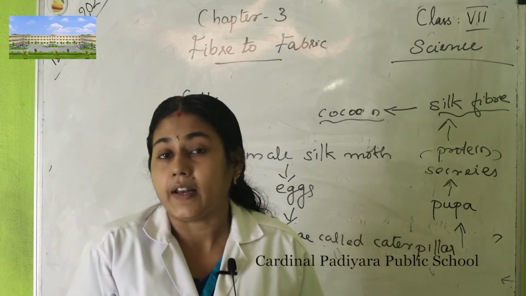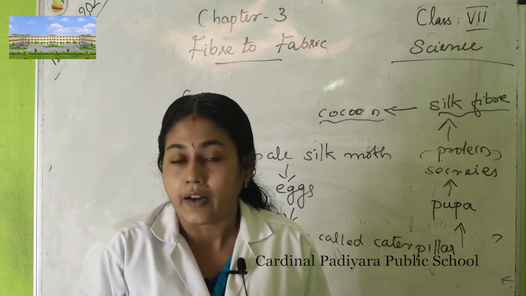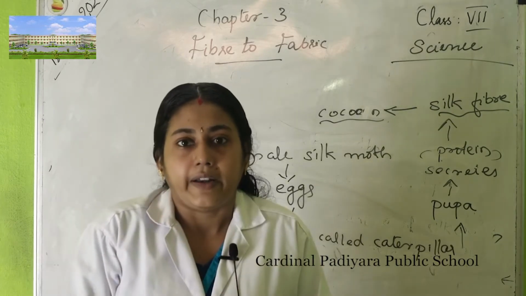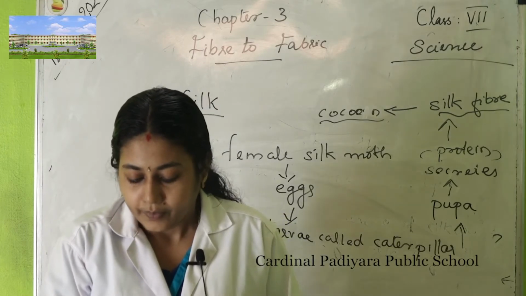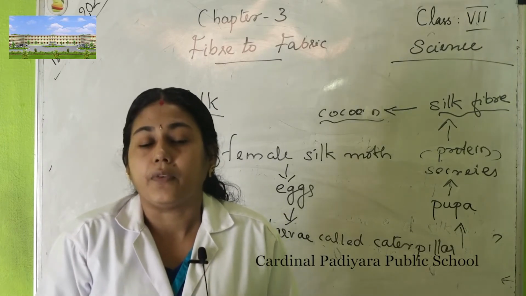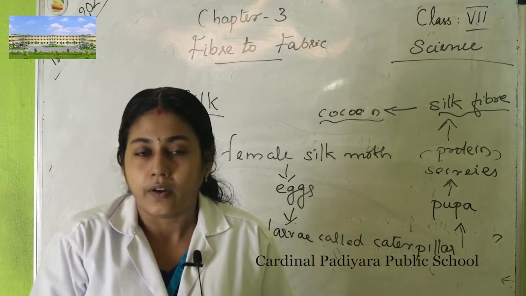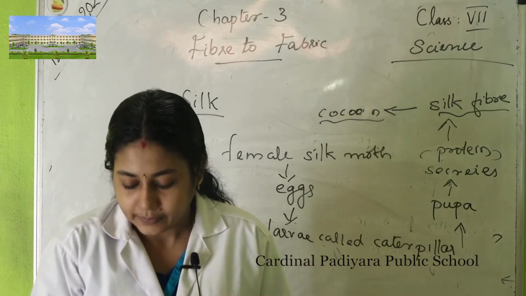Soon the caterpillar completely covers itself with this silk fiber and is enclosed in the cocoon. That stage is called a cocoon. The further development of the pupa takes place inside the cocoon, and from the cocoon a new silk moth arises.